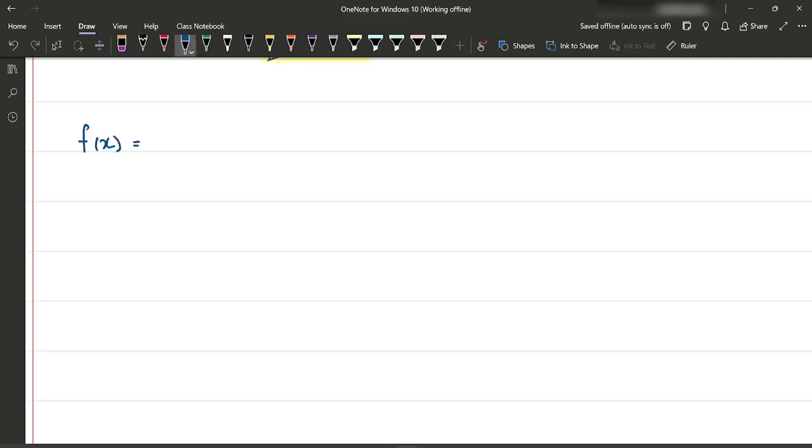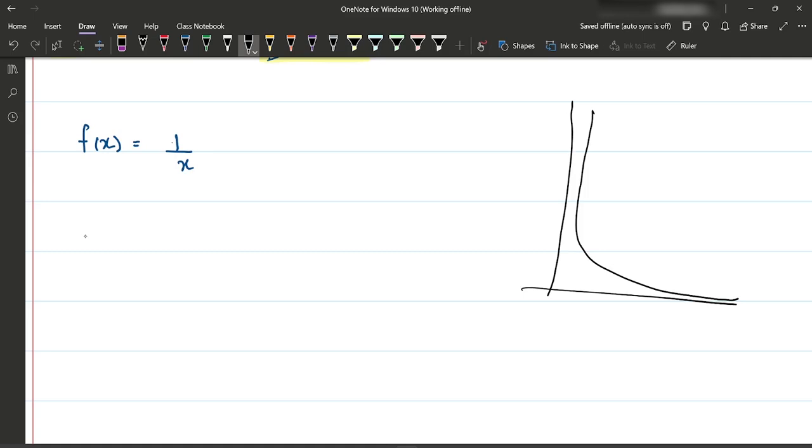Let's say f of x is equal to 1 over x. If you are wondering what this looks like, I can show you. It looks like this, just the positive part. So this could be y, this could be x, and this is f of x. This is not important, but if you do want to, you can use it to understand it a bit better.